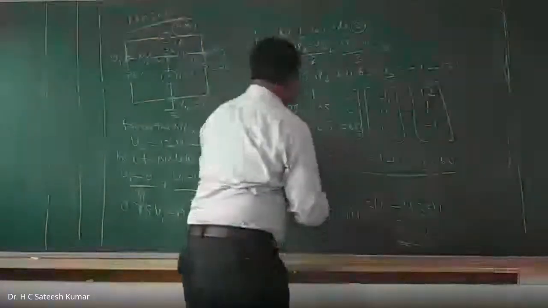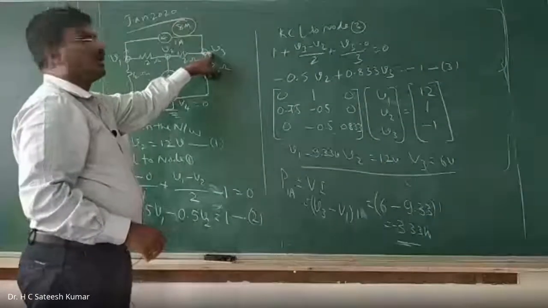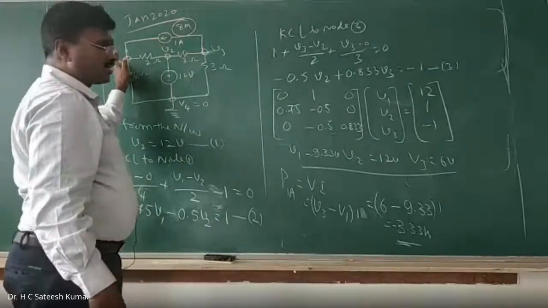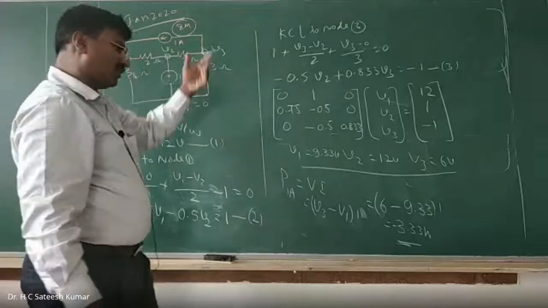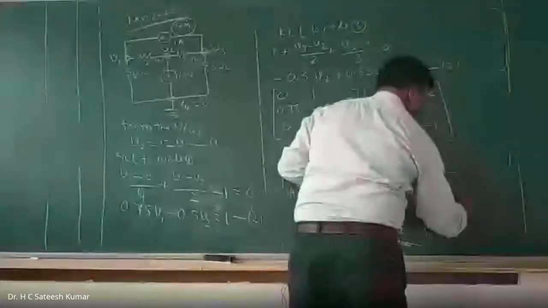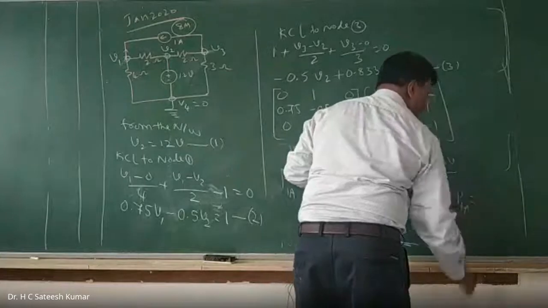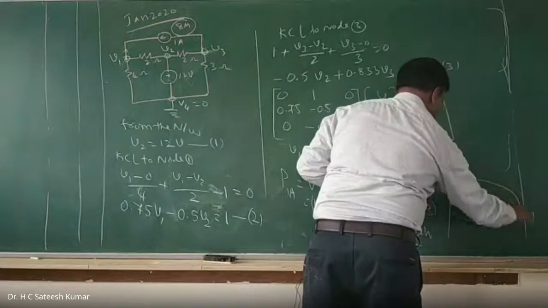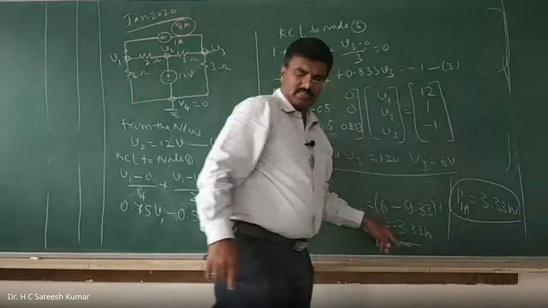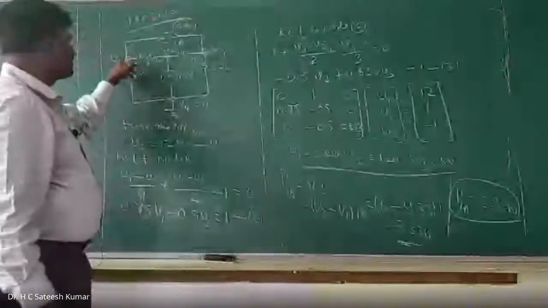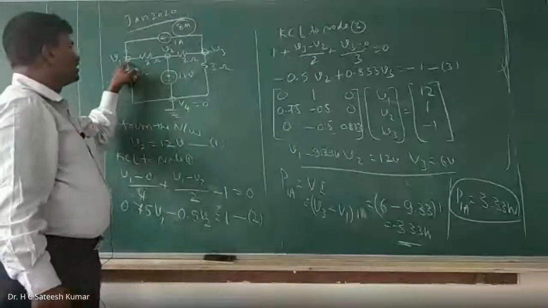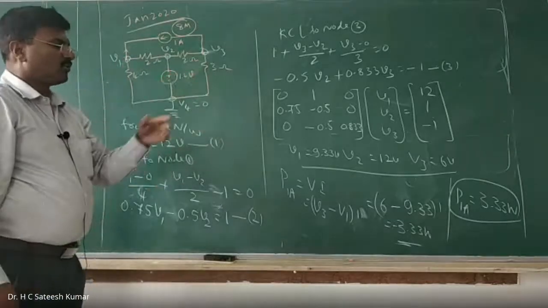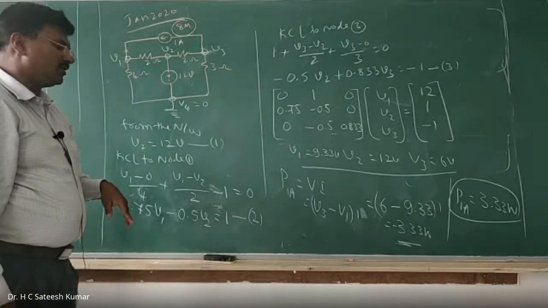The negative sign has no meaning here. Since we have taken this as higher potential and this one as lower potential, it has come like that. But this is the higher potential and this is the lower potential. Therefore, what is indicated? The power delivered by the 1 amp source is 3.33 watts. The negative sign indicates that the potential we assumed is wrong, opposite to the assumed one. So V3 minus V1 is what I have in the diagram, but it should be V1 minus V3. So the power delivered by the 1 amp source is 3.33. That's how we should do.